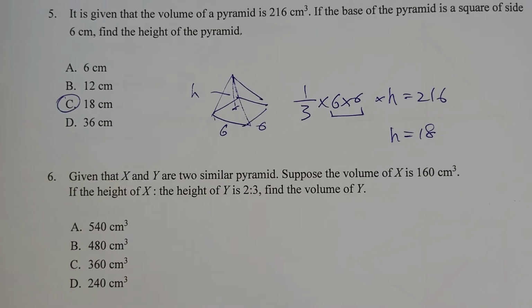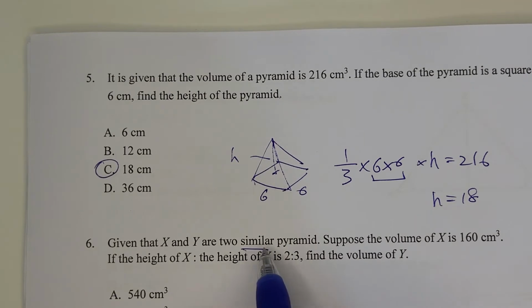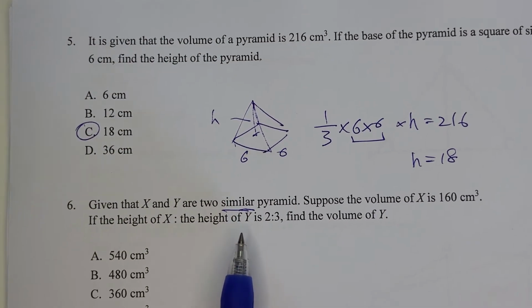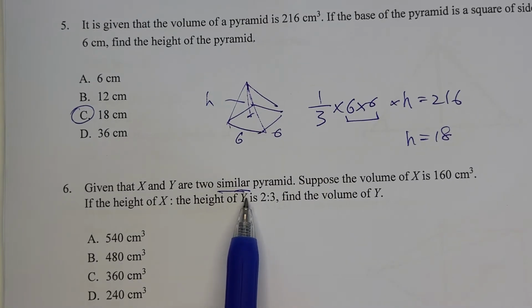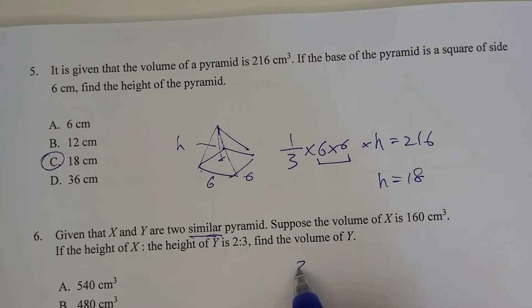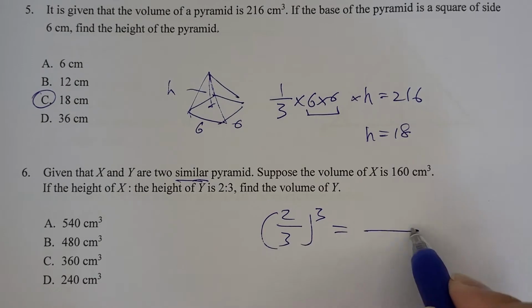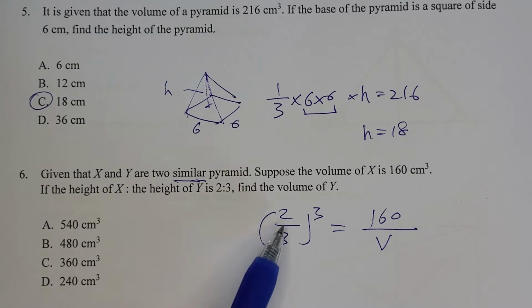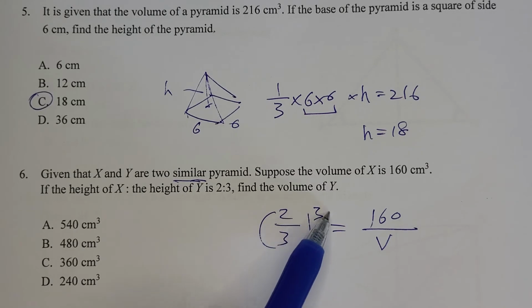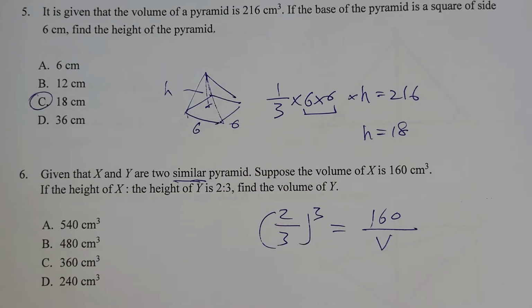Question number 6: given that x and y are two similar pyramids, there is a keyword, similar. That means the length ratio and the volume ratio are related. The length ratio to the power 3 becomes the volume ratio. The length of x over the length of y, that's the length ratio 2/3, taken to the power 3, becomes the volume ratio, 160 over v.